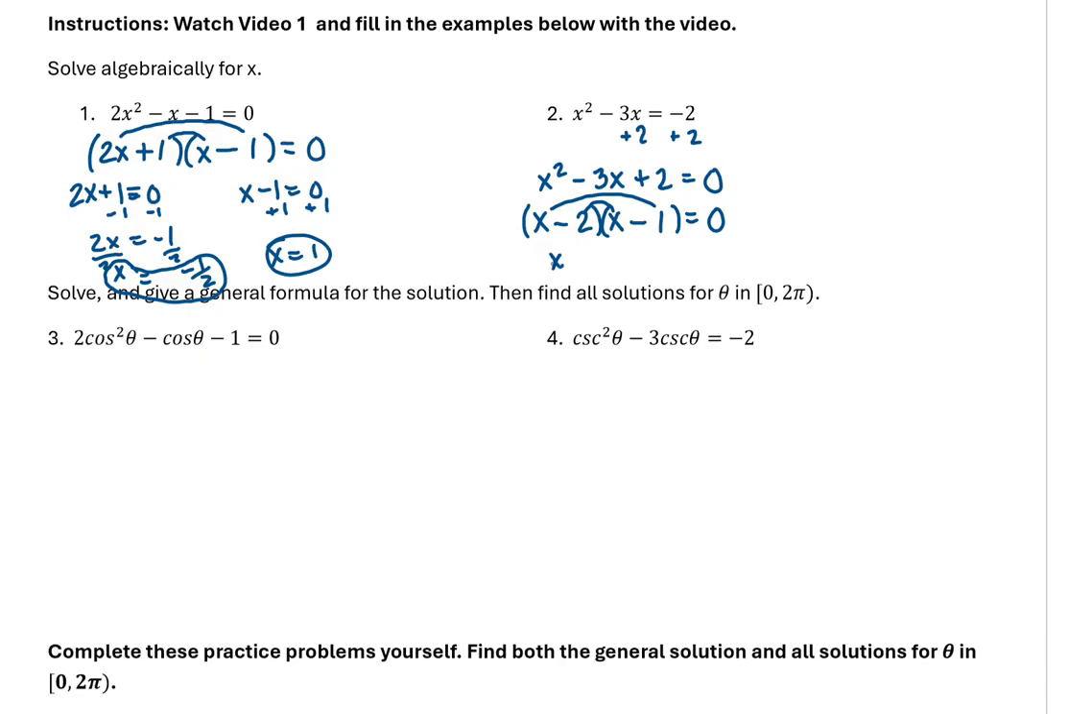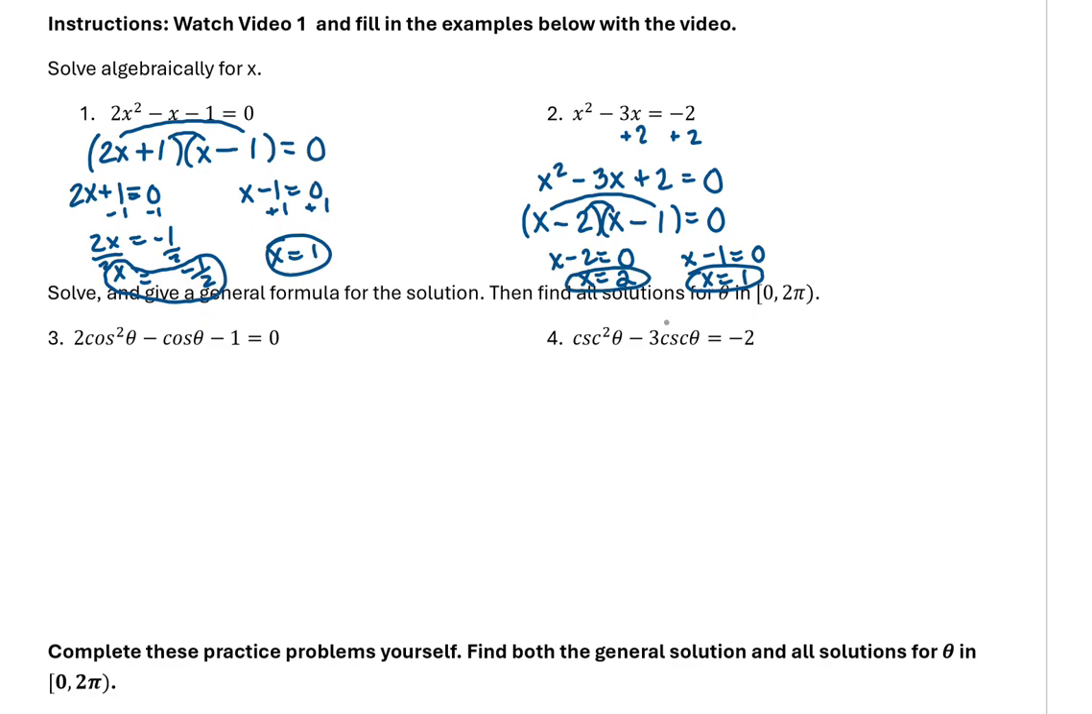My final step then is to say, well, x minus 2 is equal to 0, so x equals 2. And x minus 1 is equal to 0, so x is equal to 1. So there's my two solutions.